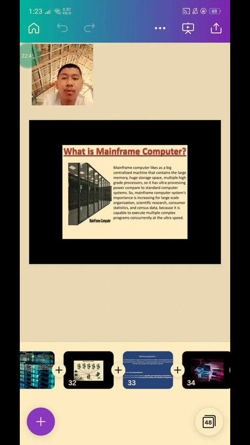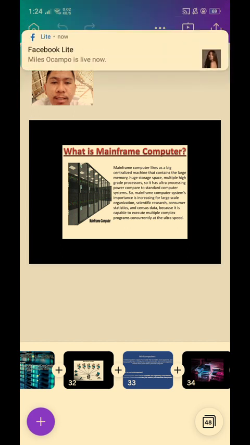What is a mainframe computer? A mainframe computer is a big centralized machine that contains large memory, huge storage space, and multiple high-grade processors. Yan daw po ang mainframe computers. So it has ultra processing power compared to a standard computer system. So mainframe computer system importance is increased.